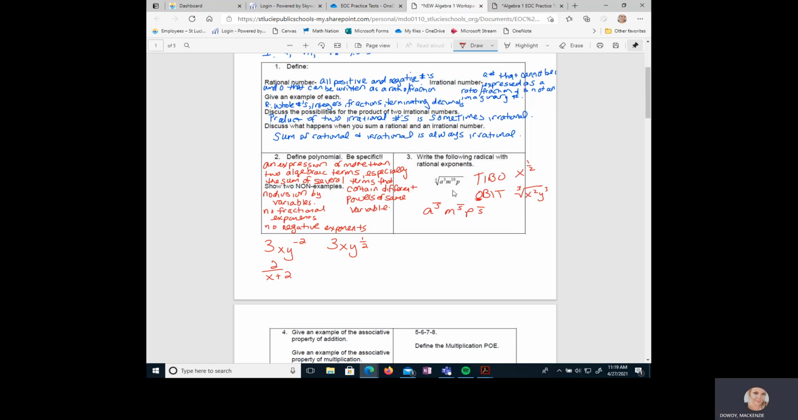Out, bottom, in, top. So now I'm going to take those inside numbers and put them on the top. There's an invisible 1 here. When I look at this, I see M 10/5 can be simplified. So I'm going to say A 3/5, M squared, P 1/5. And that's it. That's your answer.